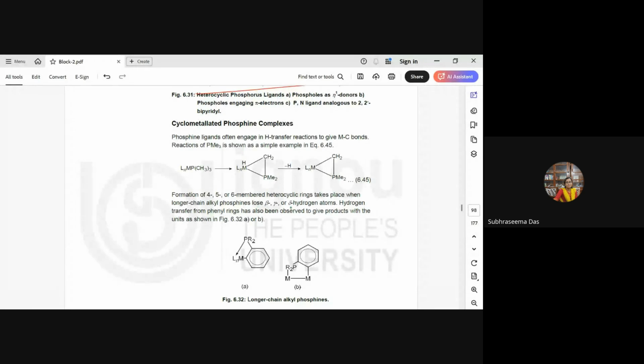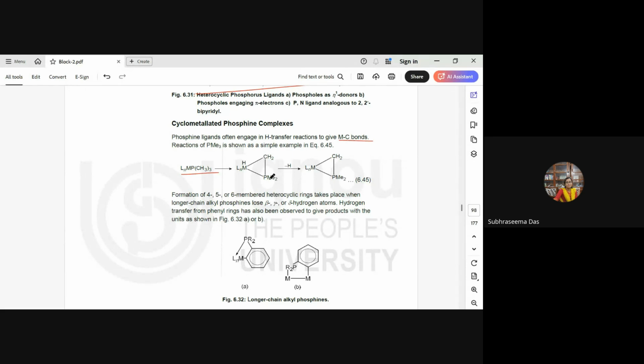So when we come across the proton transfer reactions, why are they involved in proton transfer reactions? It is because they are involved in proton transfer reactions to form the metal carbon bonds. One example has been shown here. This is the phosphine ligand, and it is the reaction of PMe3.